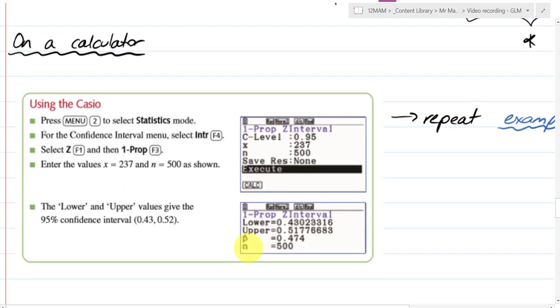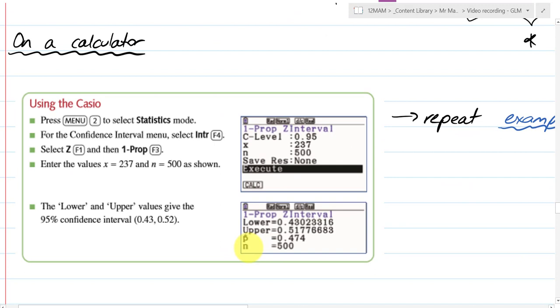Now on a calculator, you can do confidence intervals. If we go into the statistics menu and choose the interval, which is the F4 one, there's a few different intervals you can choose from, but we want to select a Z interval and a 1 proportion there. And then we can put in our values. So our X and our N. X and N will therefore calculate our P hat. And then our confidence interval level, so 0.95 is pretty standard. And it will give you your lower and upper bounds. It calculates P hat for you. You already knew N anyway.